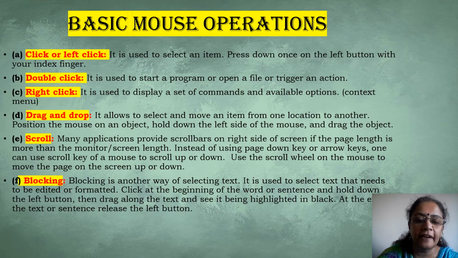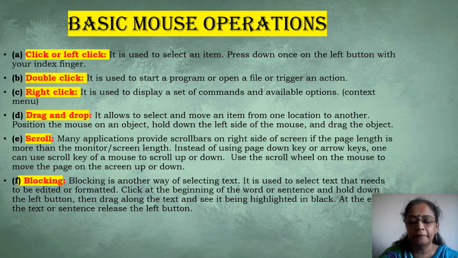So this is called drag and drop. I'm sure you are all familiar with how to use drag and drop. Next is scrolling. Many applications provide a scroll bar on the right hand side of the screen if the page length is more than the monitor screen length. So instead of using the page up, page down or arrow keys, you can simply use the scroll wheel on the mouse to scroll up and down.